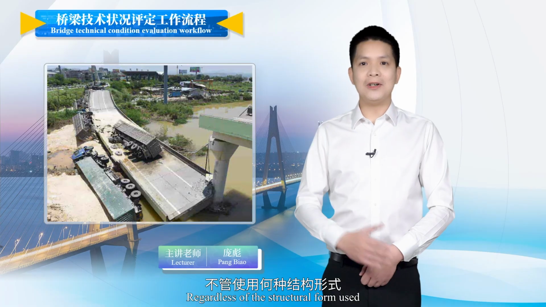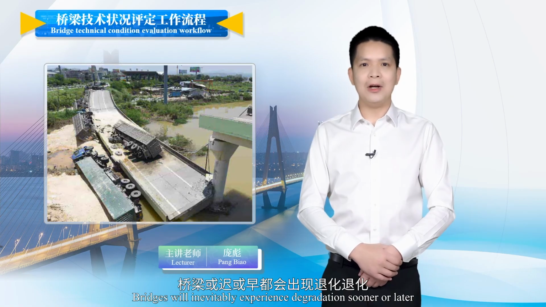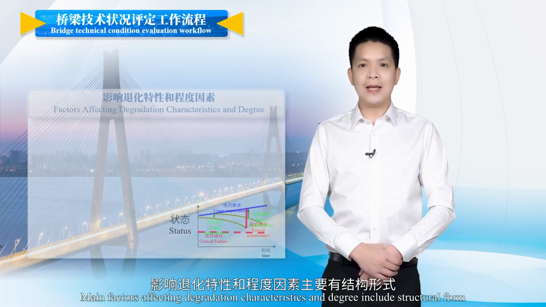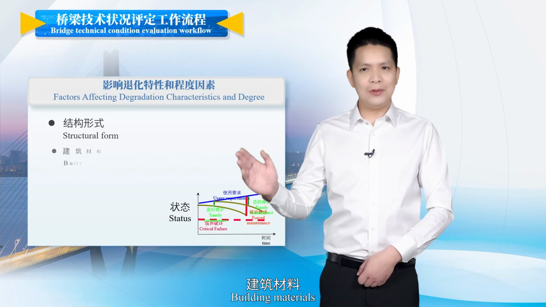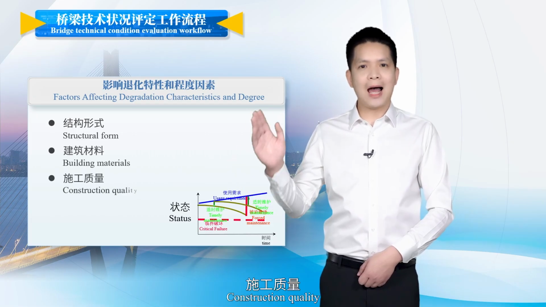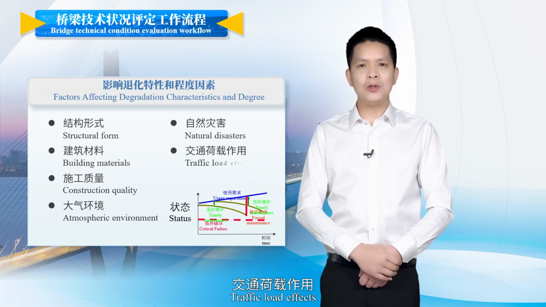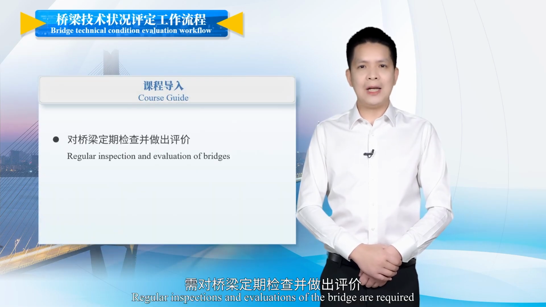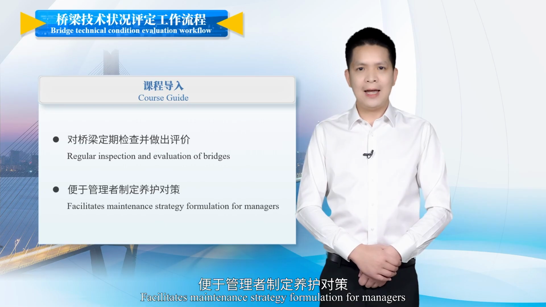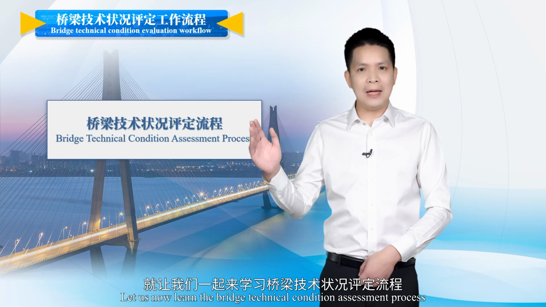Regardless of the structural form used, which materials are used, bridges will inevitably experience degradation sooner or later. Main factors affecting degradation characteristics and degree include structural form, building materials, construction quality, atmospheric environment, natural disasters, traffic load effects, scouring, etc. Therefore, regular inspections and evaluations of the bridge are required. This facilitates maintenance strategy formulation for managers. In this lesson, let us now learn the bridge technical condition assessment process.